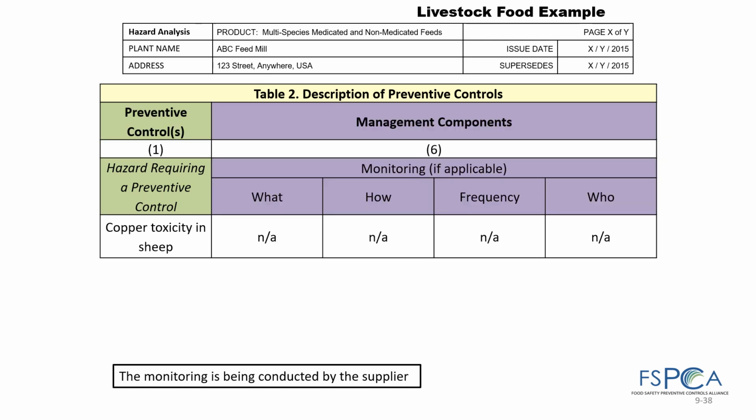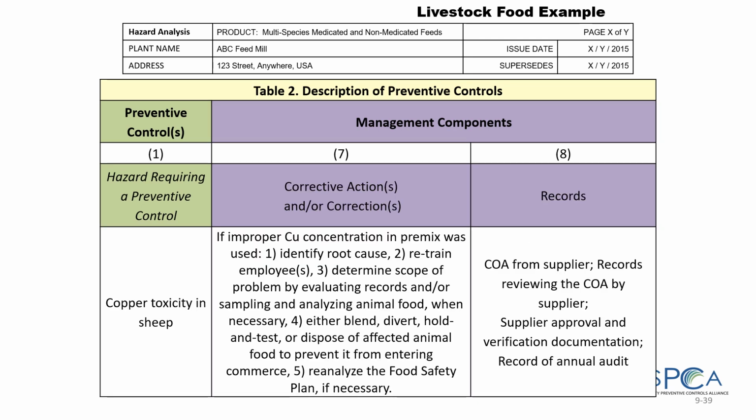For the management components, remember, we're not required to do monitoring because the monitoring is being conducted by the supplier. Corrective actions, though, we have those in place. These look kind of similar to some of the other ones that we've seen related to this hazard. And then the records section shows us a COA from the supplier, records reviewing the COA by the supplier, supplier approval and verification documentation, and record of annual audits.